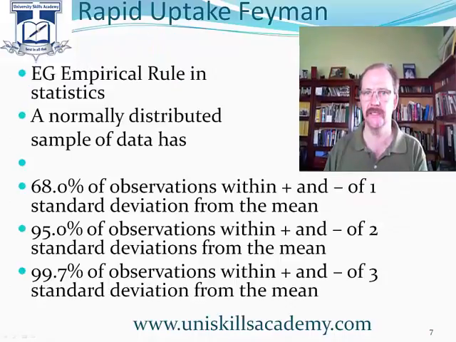I'm going to show you an example of the empirical rule from statistics. The rule states that for a normally distributed sample of data, 68% of the observations will fall within plus or minus one standard deviation of the mean. 95% of the observations will fall within two standard deviations of the mean, plus or minus two standard deviations.